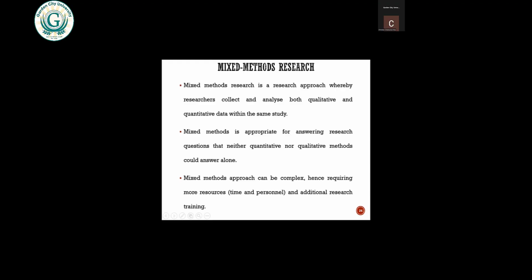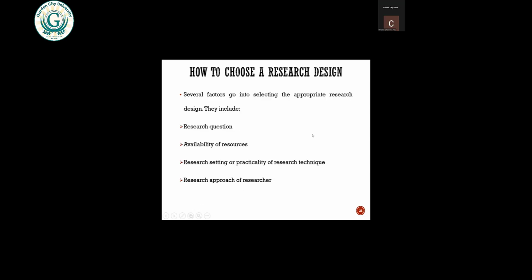Mixed methods means that you are mixing the quantitative together with the qualitative. That is what mixed method is. Mixing the two together. That means that the advantages of qualitative and the advantages of quantitative would apply here, and their disadvantages too would also apply.